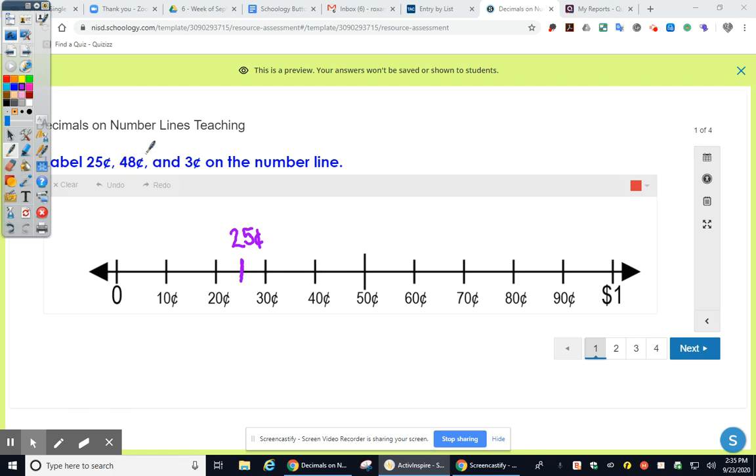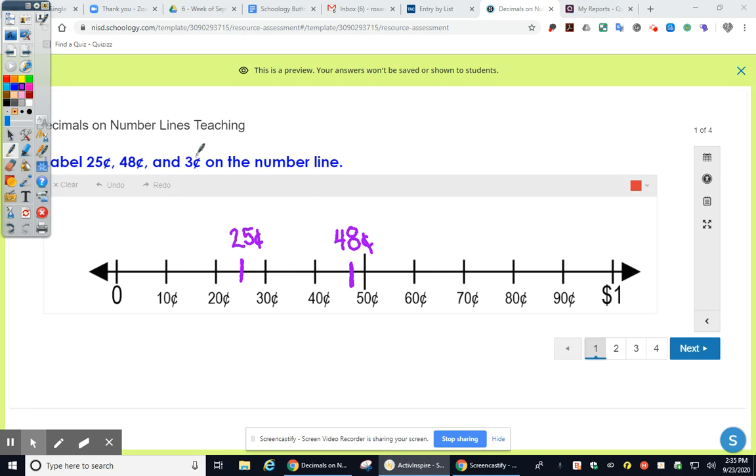Okay, next one we're going to label is 48 cents. Well, we know 48 cents is between 40 cents and 50 cents. But since it's 48 cents, it's going to be a little bit closer to the 50 cents. So we're going to put it about here, closer to the 50, and it would be 48 cents.